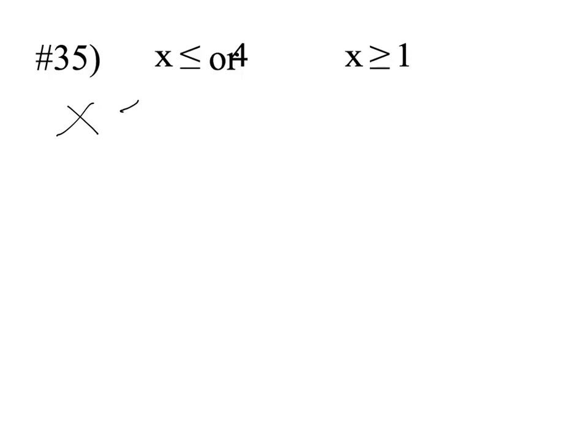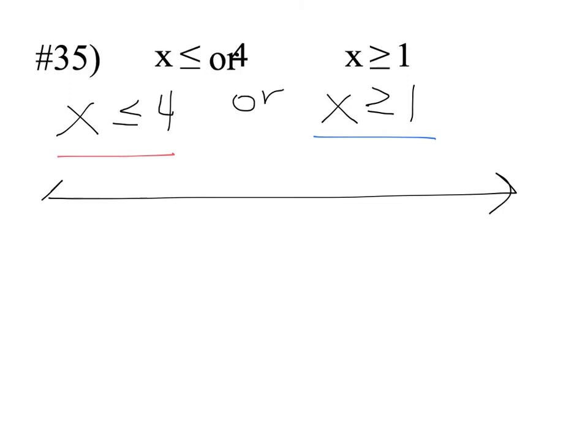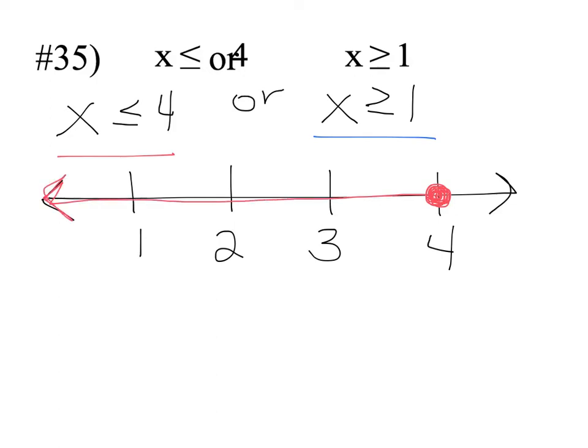We've got x is less than or equal to 4, or x is greater than or equal to 1. We're going to do red here and blue here. So we've got our number line. We've got 1, 2, 3, and 4. So red is here, and we are shading in this direction, our variable first. So we shade the way the arrow is pointed. And we're talking parentheses now.